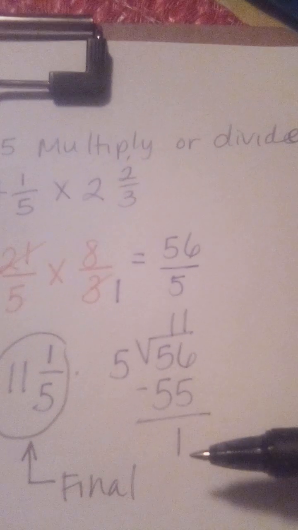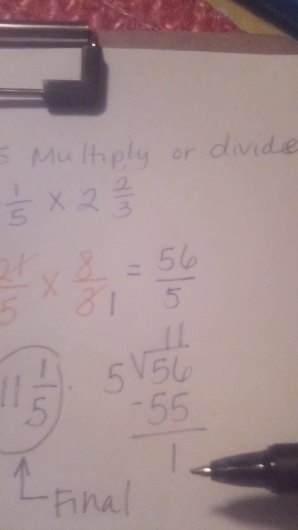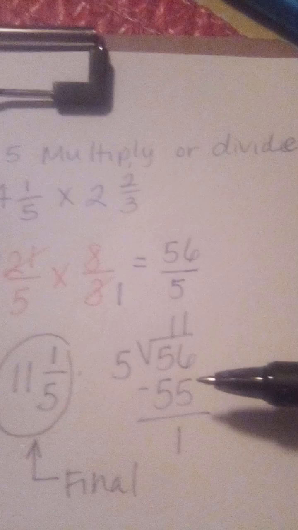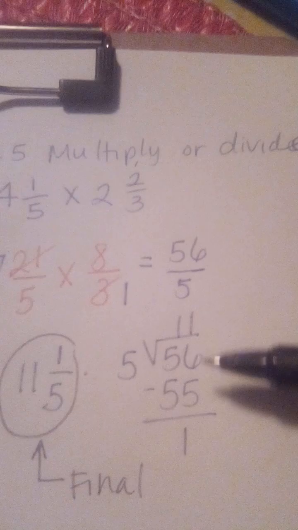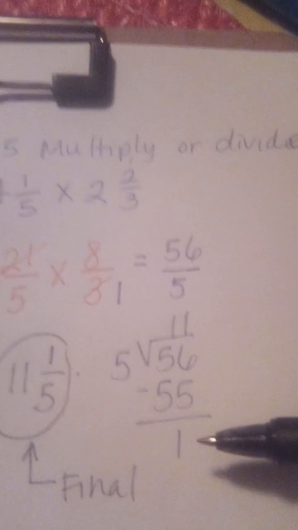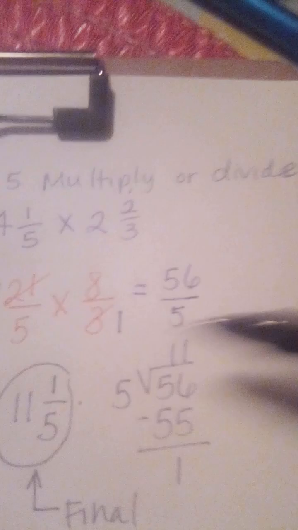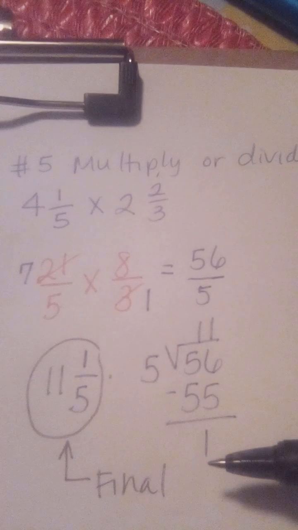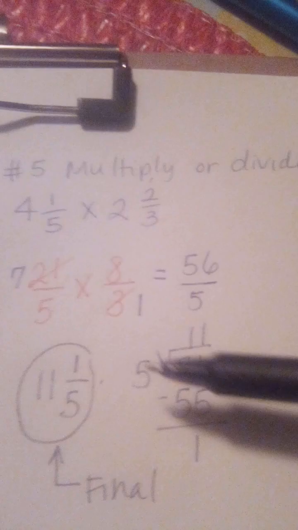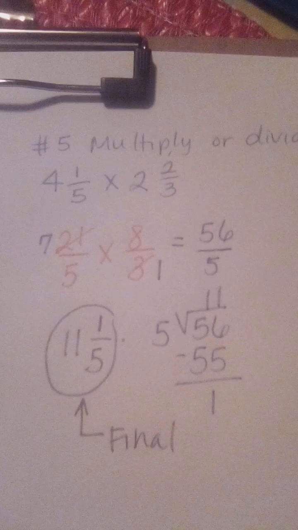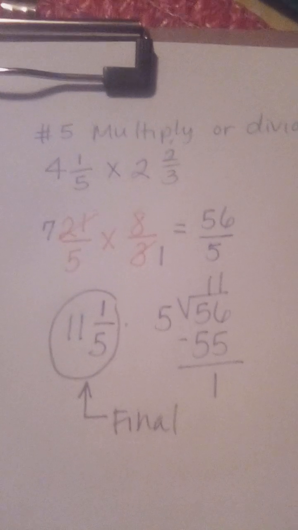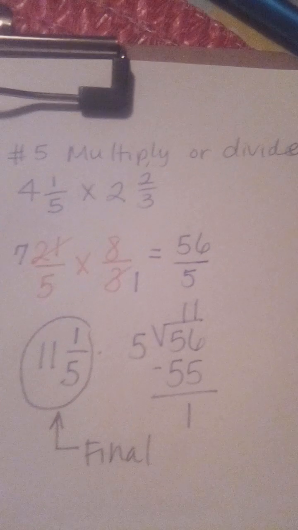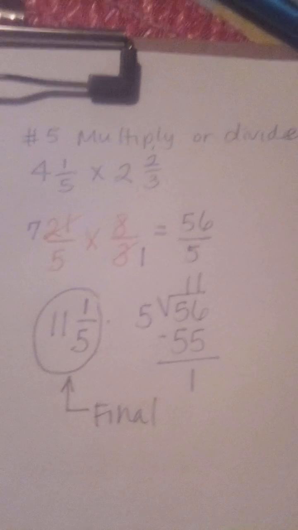And then you figure out which number is equal to or close to 56 divided by 5, which is 11. 11 times 5 equals 55. 56 minus 55 is 1. The whole number is on top. The remainder is the numerator, and outside the box is the denominator. Any questions on this problem? All right, moving on.